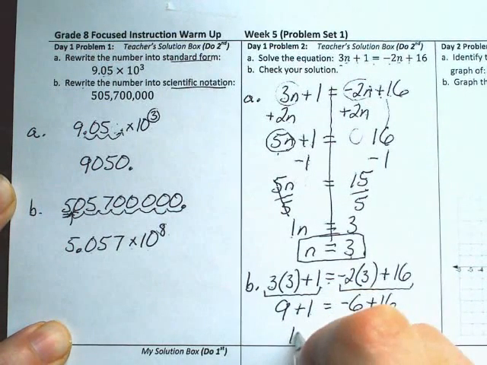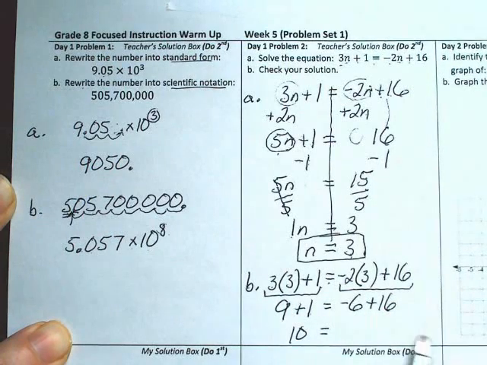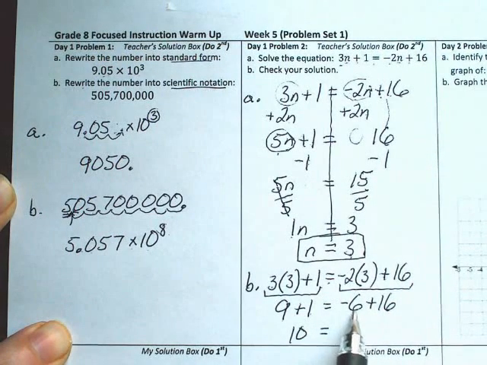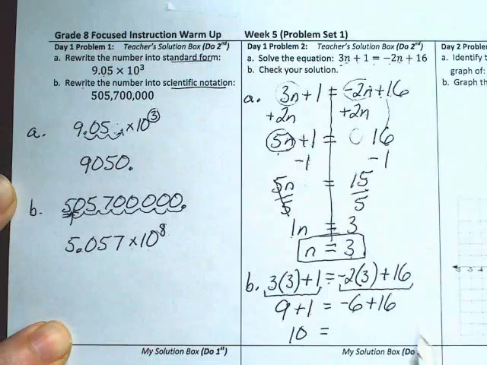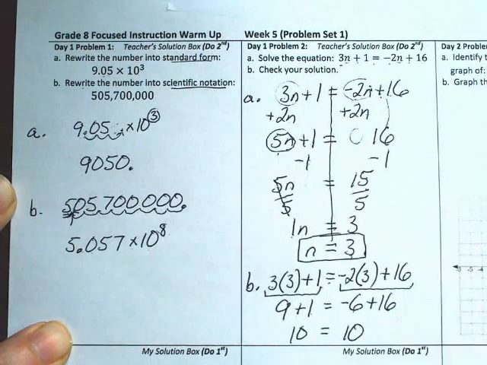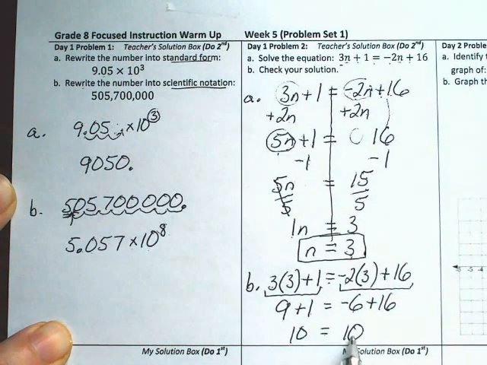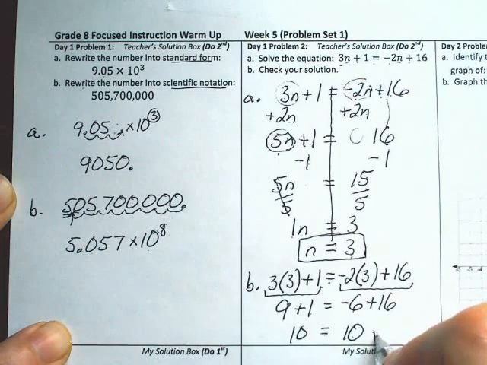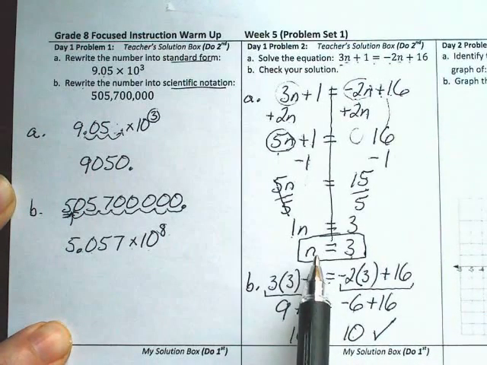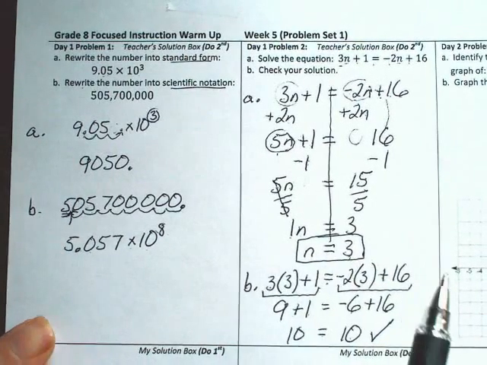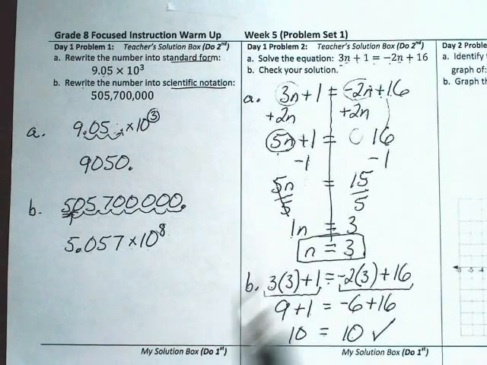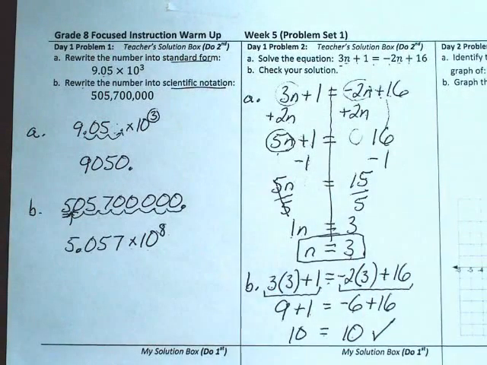9 plus 1 is 10, equals, and negative 6 plus 16 is 10. 10 is equal to 10? Yes, it is. This checks, and that means that n is equal to 3 is the correct solution to this original equation.